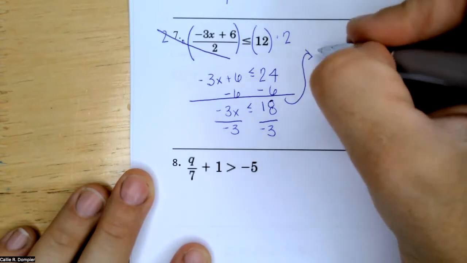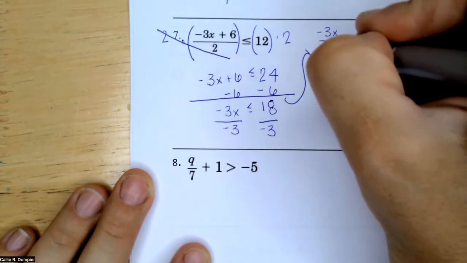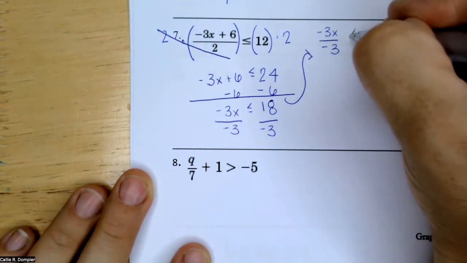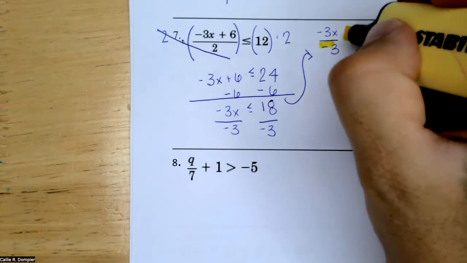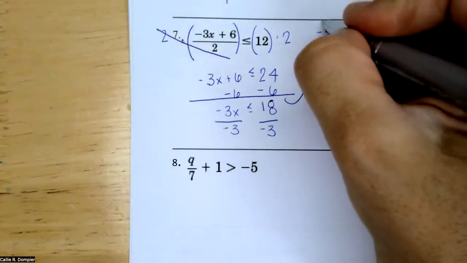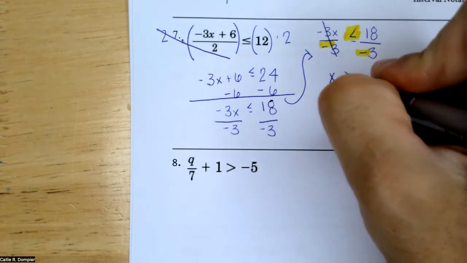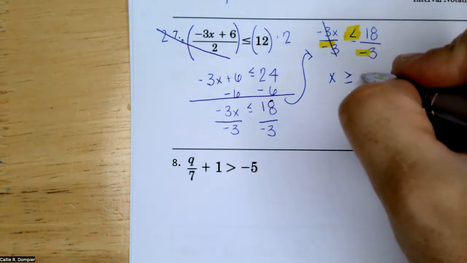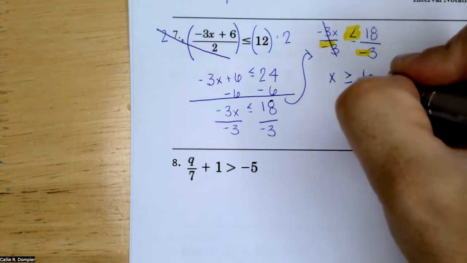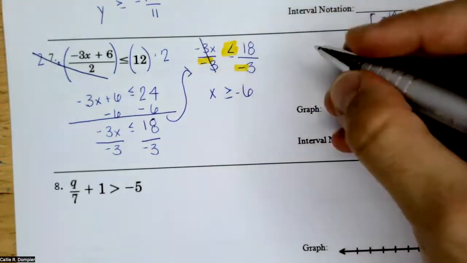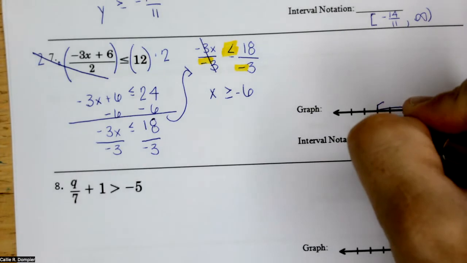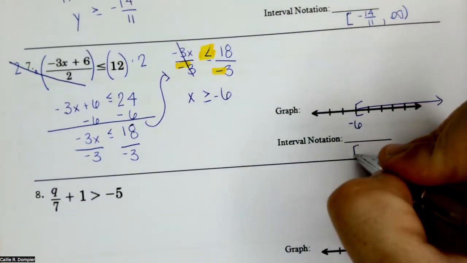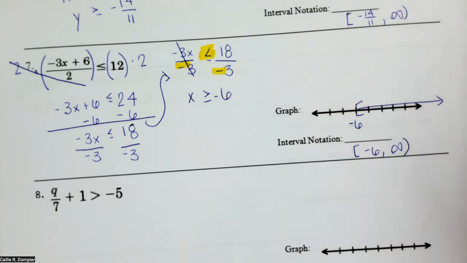Let's move that up here because I'm out of space. -3x over -3 was less than or equal to positive 18 over -3. Remember that because we have this negative, we're going to flip that sign. Negative divided by negative just leaves us with x, greater than or equal to 18 divided by 3 is 6, but a positive divided by a negative is a -6. So x is greater than or equal to -6. Here's -6. Greater than is that way. Bracket -6 to infinity.